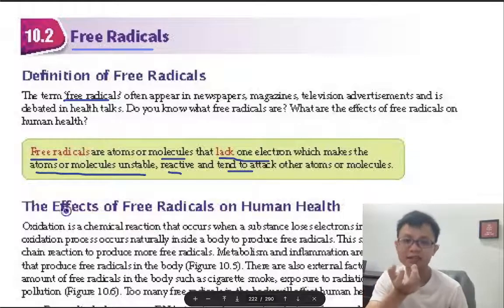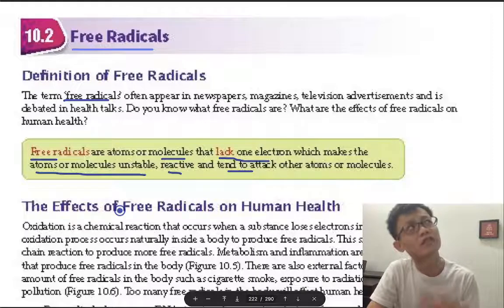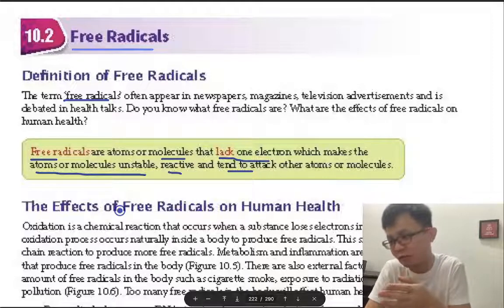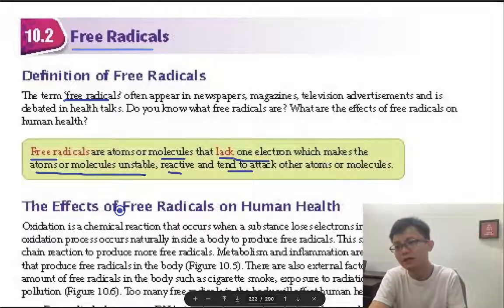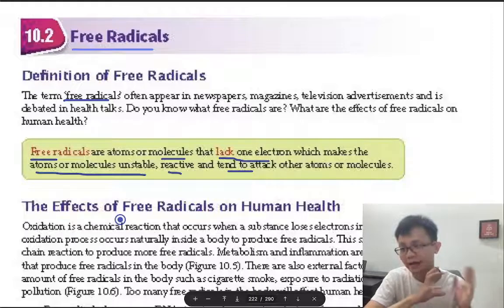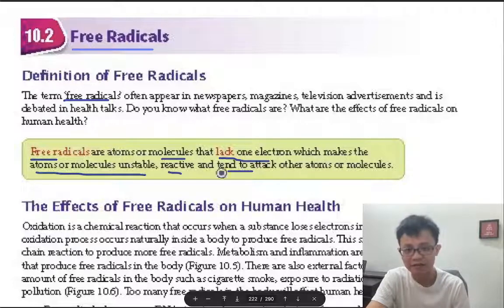So free radical means the atom or molecule lacks one electron and is not stable. We are not going to go into the chemistry, whether ionic compound or covalent compound. If you still remember, an atom has electrons, one electron, two electrons, and so on. But free radical means the atom lacks one electron. So when they enter the body, they will take one electron from you, because they don't have one.